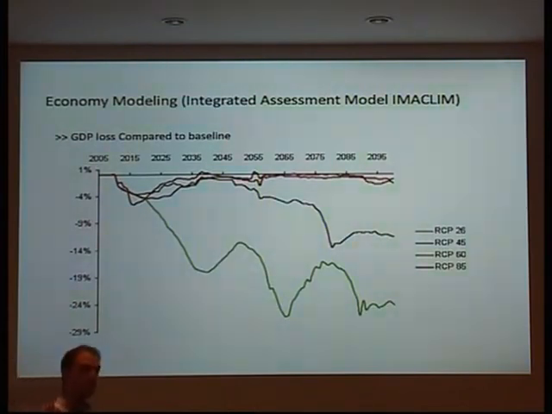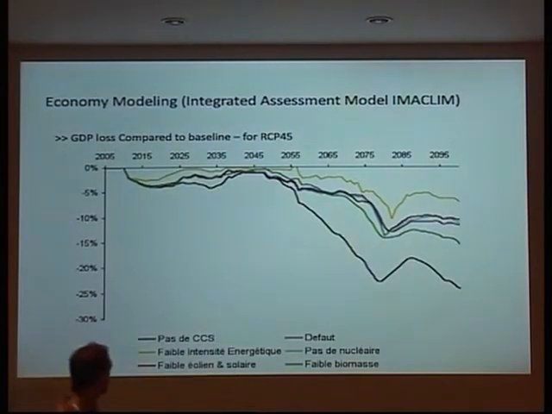And then you can play with these integrated assessment models and play different games or scenarios. For the same scenarios, so the same emissions, if you don't have any carbon capture and storage, then it's much more complicated to reach the target, and so you have a larger decrease in GDP. The same if you have no nuclear power or only weak biomass, or if you have only a weak energetic intensity, that gives you different ranges here.